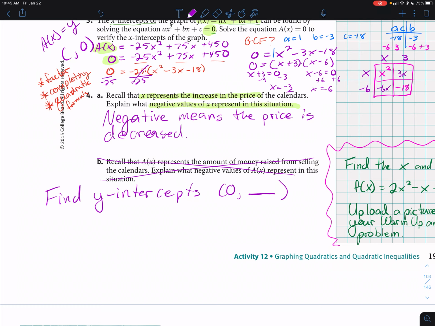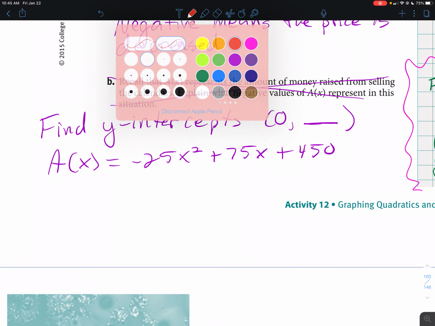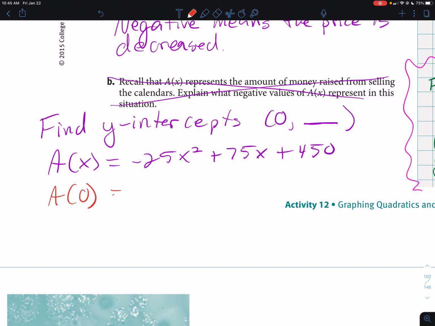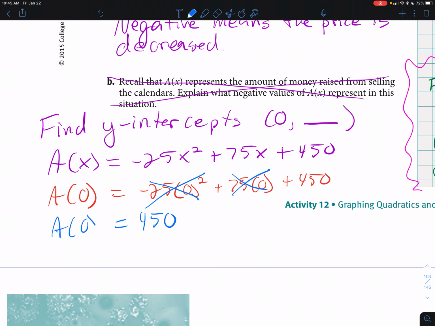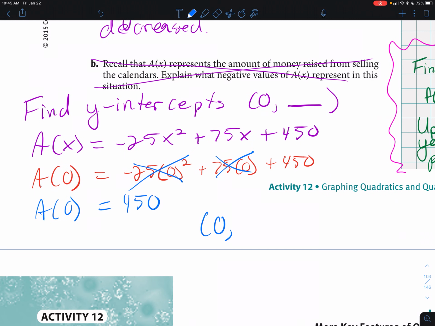So if we want to find the y-intercept algebraically for our function from yesterday, all we need to do is plug in 0. And like I was saying in the Zoom meeting, this is probably the easiest thing you'll do. When I plug in 0 here, I get negative 25 times 0 squared plus 75 times 0 plus 450. And something wonderful happens here. This is going to be 0, this is going to be 0, and we're just left with 450. So our y-intercept is 0, 450.